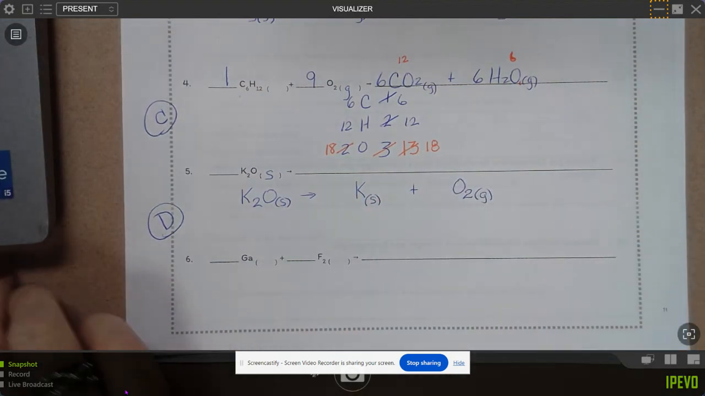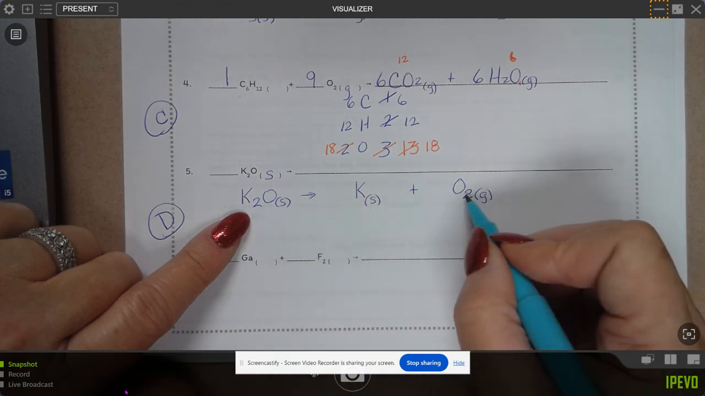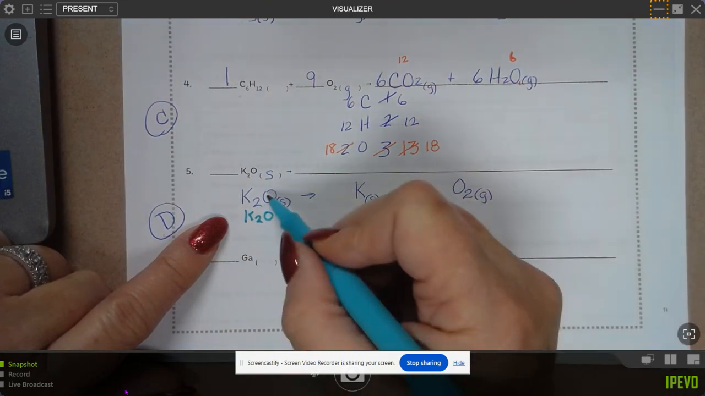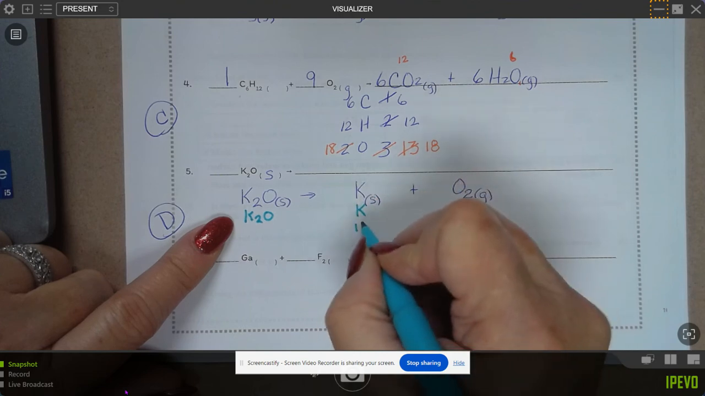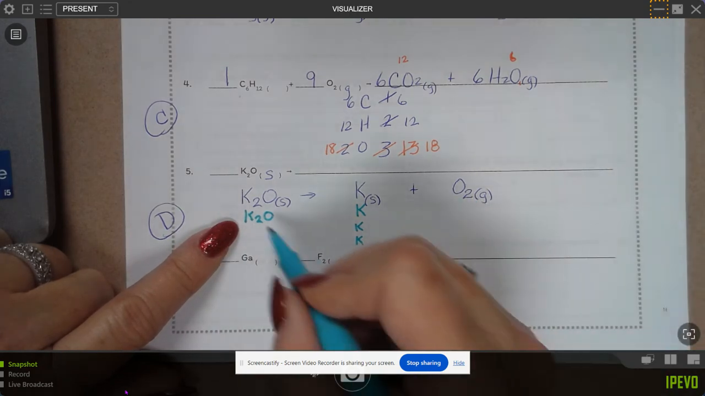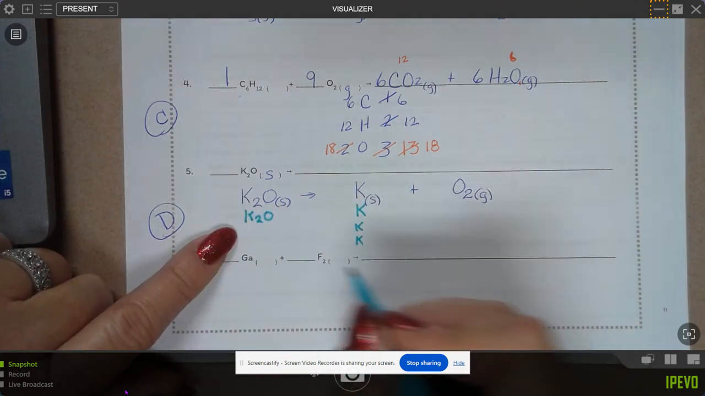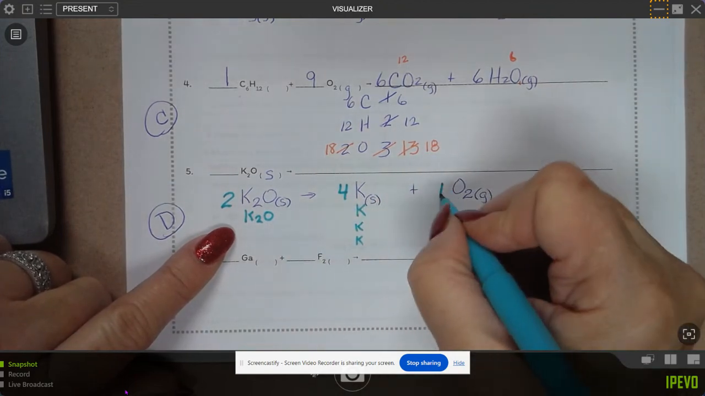All right, now let's think about balancing this bad boy. So I have 2 potassium, 1 oxygen. Here I have 2 oxygen. So that means I need 2 of these, right? 2 oxygen, 1, 2 oxygen. Now I have 4 potassium, so I need 1, 2, 3, 4 of those. All right. So now I believe I've got 2 oxygen, 4 potassium, 4 potassium. So when I balance this, I have 2 K2O, 4 K plus 1 O2.